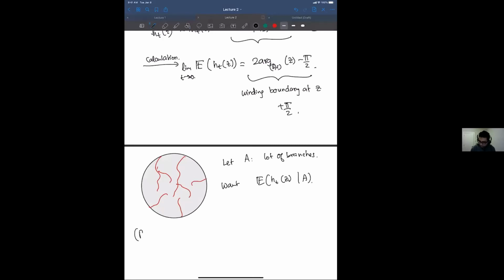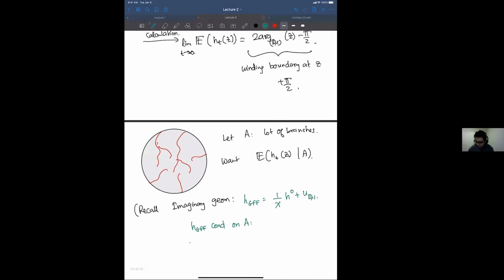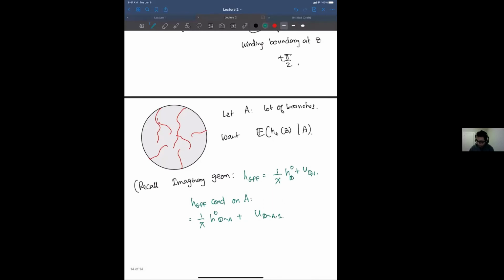I want to quickly recall the imaginary geometry conditional expectation. What does imaginary geometry give? Let me write this in green. If we define HGFF to be 1 by chi times the 0 boundary GFF plus the winding boundary condition, then the GFF conditioned on A is given by this quantity. I've just divided by 1 by chi to make the formula a little bit nicer, but it's the 0 boundary GFF on D minus A plus the winding boundary condition on D minus A seen from 1. This was the imaginary geometry.